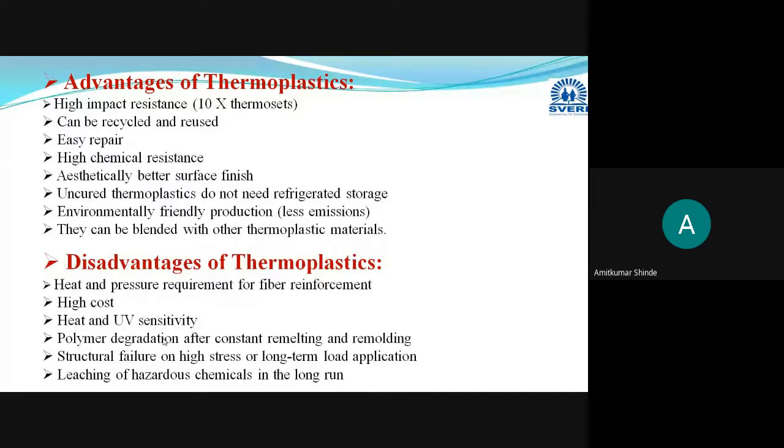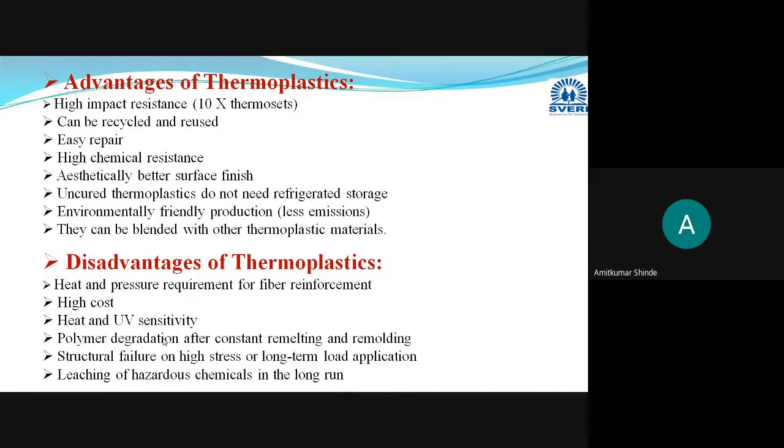And then the next are the disadvantages. Heat and pressure are required. For fiber reinforcement, heat and pressure is required. Cost is a little bit on the higher side. Then you have to take proper care while providing the heating. These are very sensitive to ultraviolet rays.